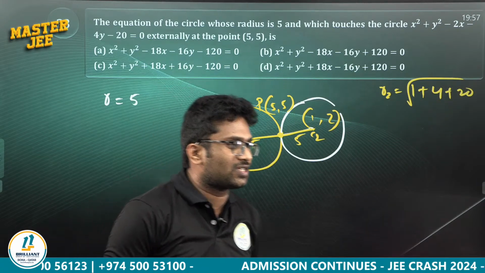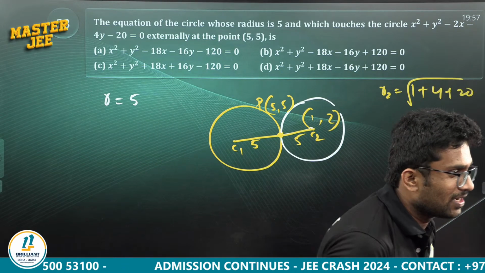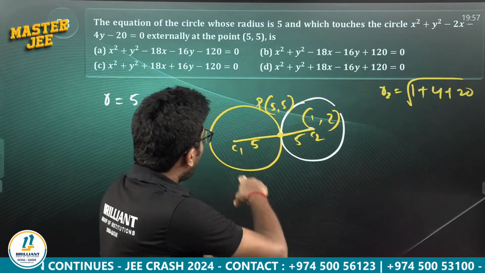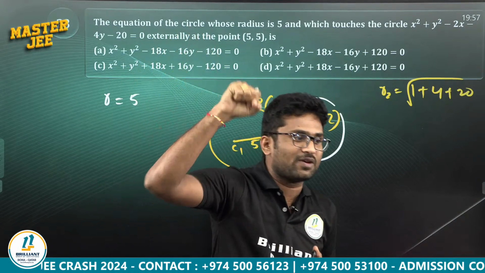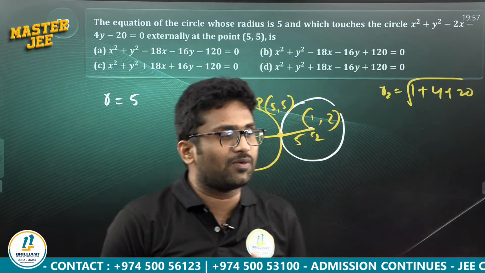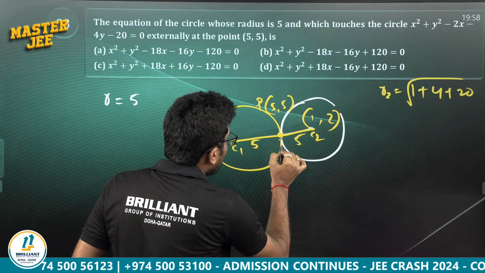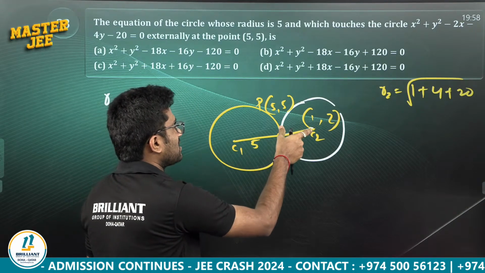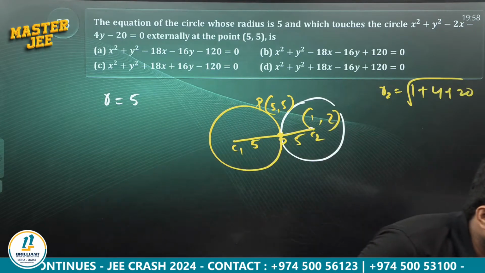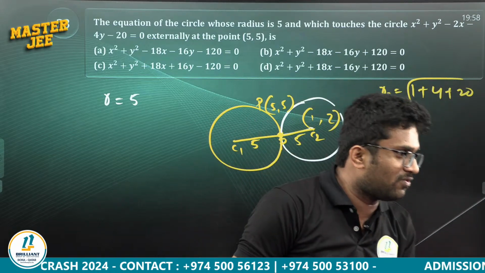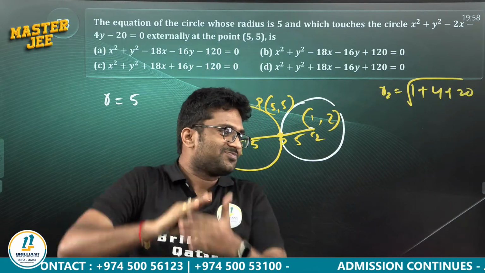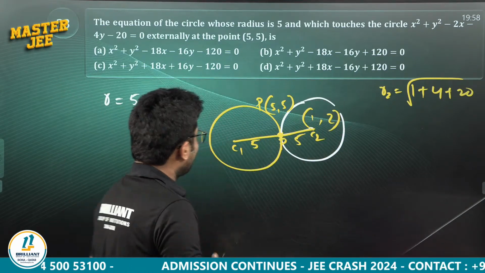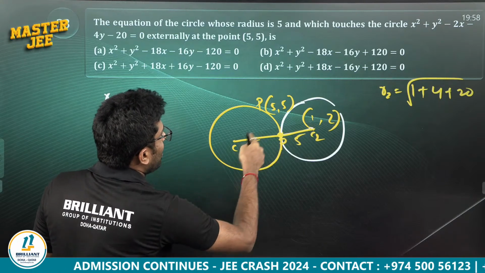Can anyone tell me the coordinates of C1? How do we get C1? We have P. We have C2. We have the distance from C1 to P and the distance from P to C2 also. How do we get C1? Beautiful, very good. So yes, P is the midpoint of this particular segment.